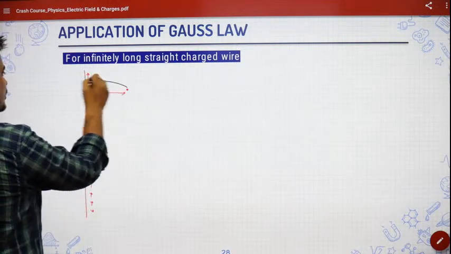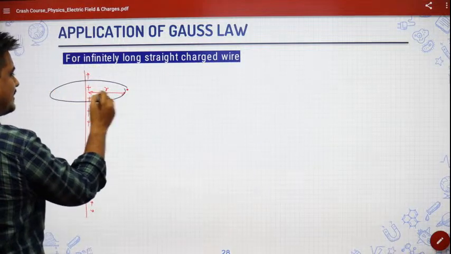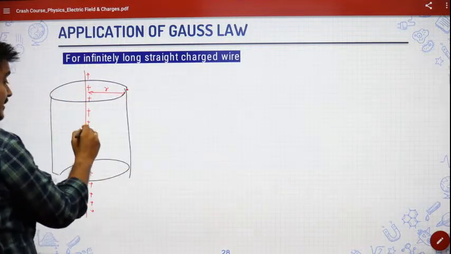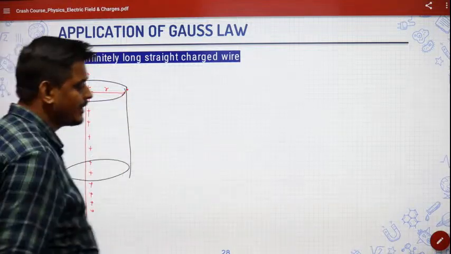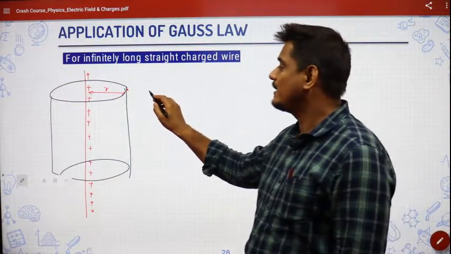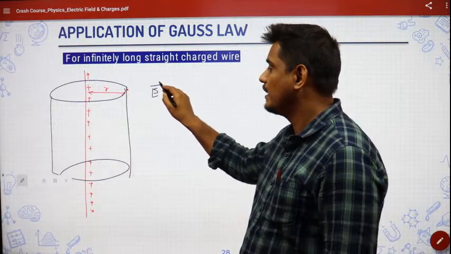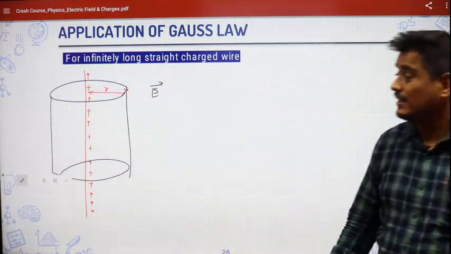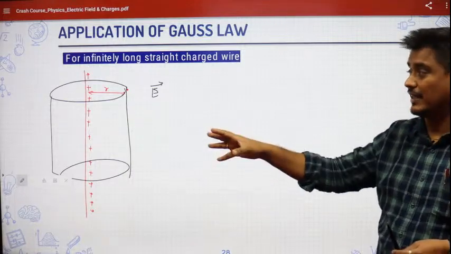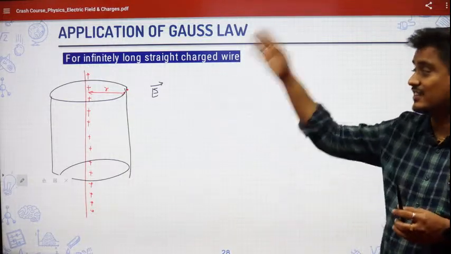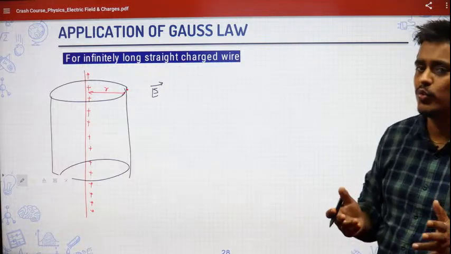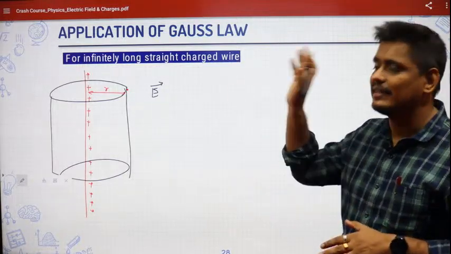I should draw the Gaussian surface, a cylindrical Gaussian surface of radius r. So this you have already done. And finally, let us see what the electric field will be, the electric field due to the straight wire which has charge, and obviously it is a linear charge density, so it will have lambda, that is lambda is equal to q by length L.